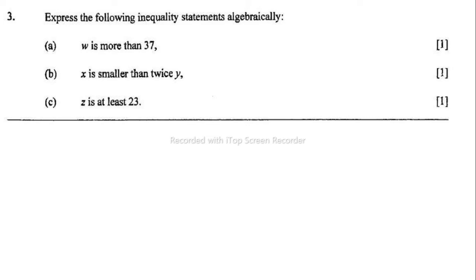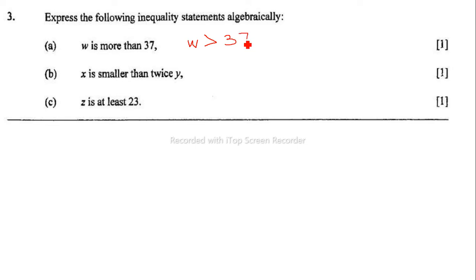Okay. Alright, so W is more than 37. How do we do that? What do we do? I mean, we put the greater sign and then we put 37. W, open mouth, 37. Yeah.